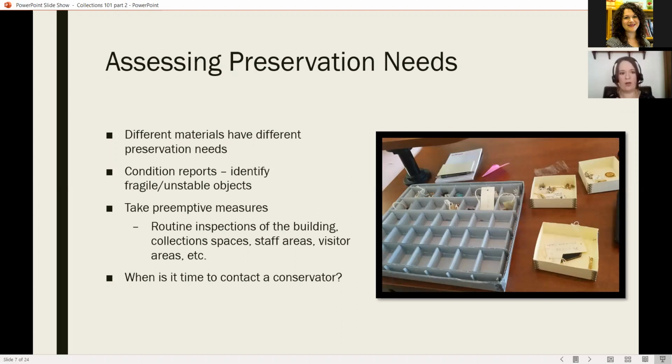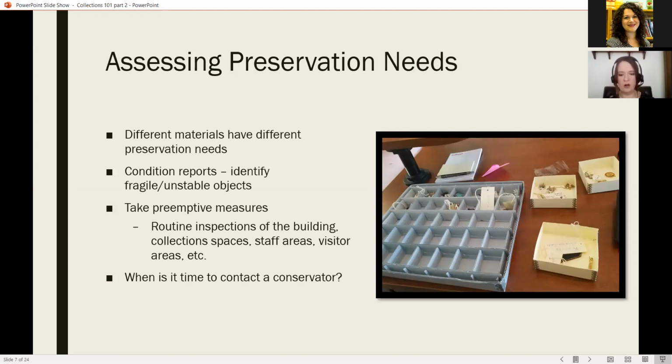So when it comes to assessing preservation needs, different materials all have different preservation needs. What you would do to preserve a textile is going to be different from what you would do to preserve a plastic item in your collection.